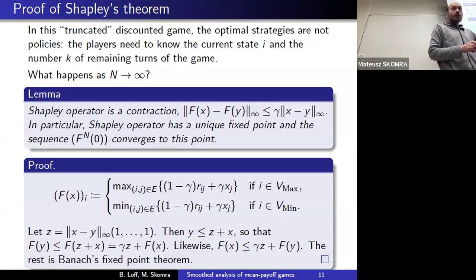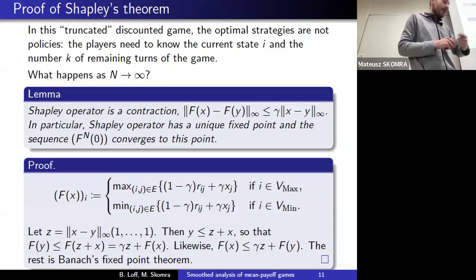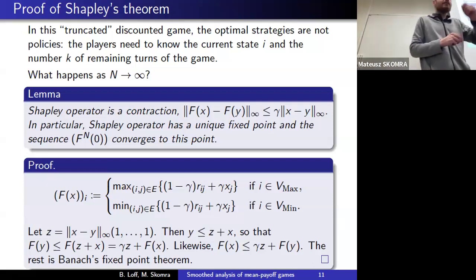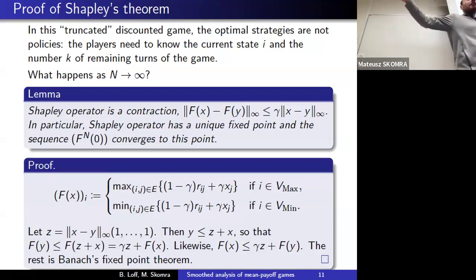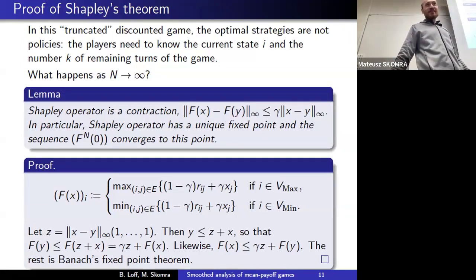But now note that these strategies are not policies, because you need to know your current state and the current turn number. You need these two pieces of information, right? So these strategies are not policies. Interesting. But somehow the theorem will say that when you take this finite game and you take n to infinity, suddenly your optimal strategies will become policies. So even though it seems that you need more and more memory, in the limit you don't have to, you have zero memory.